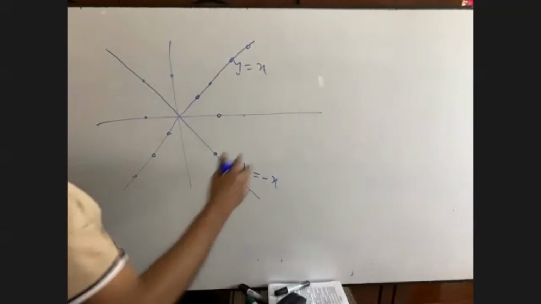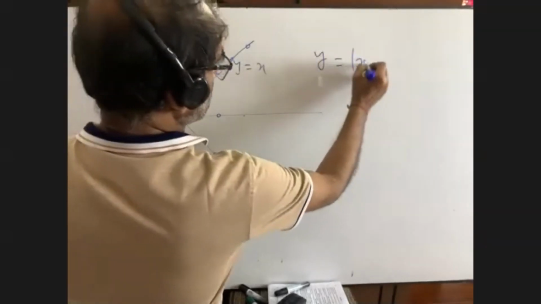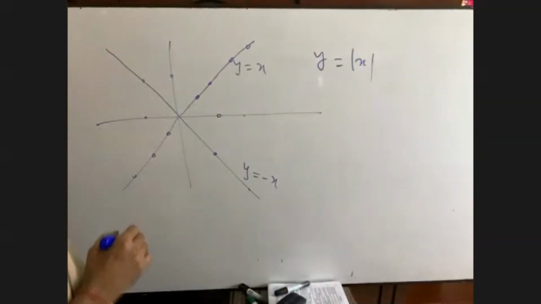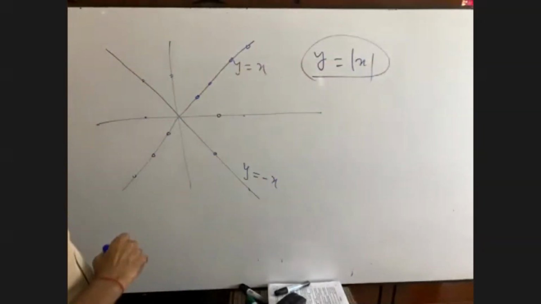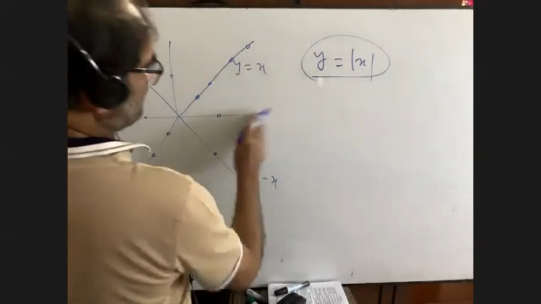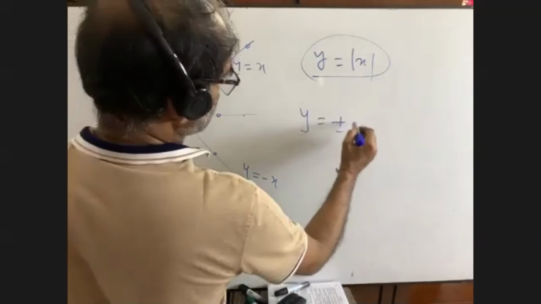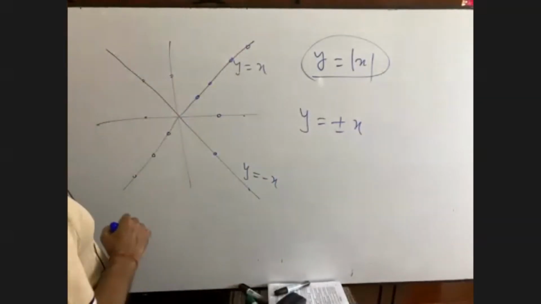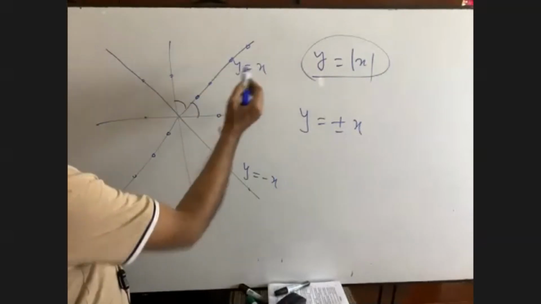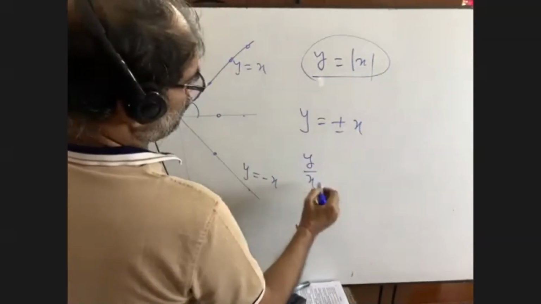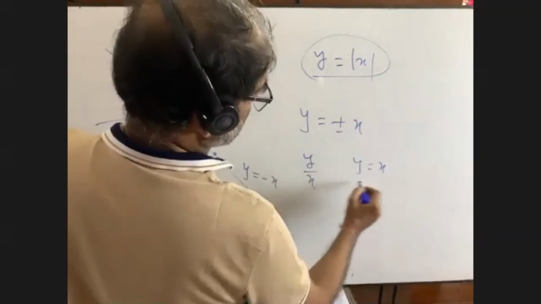Together, it is written y equals to the absolute value of x. In your intermediate, your first practical is this, y equals to absolute value of x. Its equation is this, okay? Actually, what is meant by this? It is y equals to plus minus x. That means it is equal angle, 45, 45. Y equals to x means what?